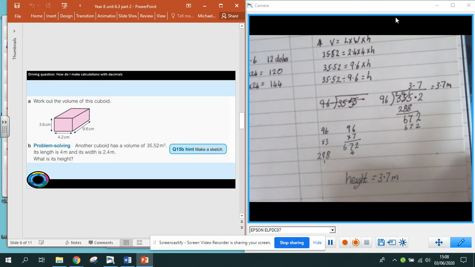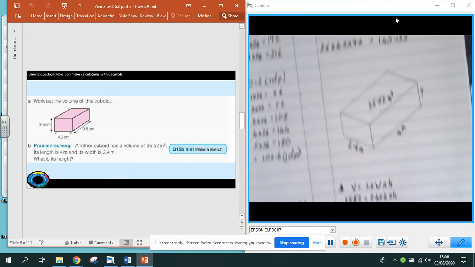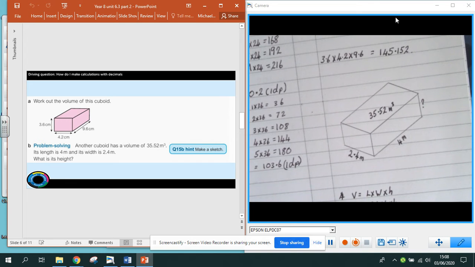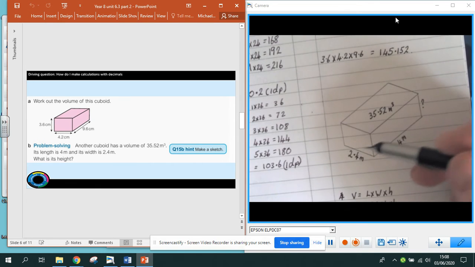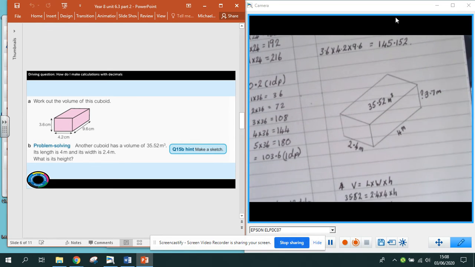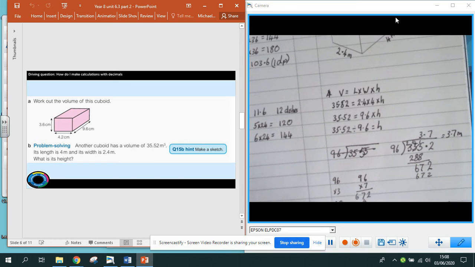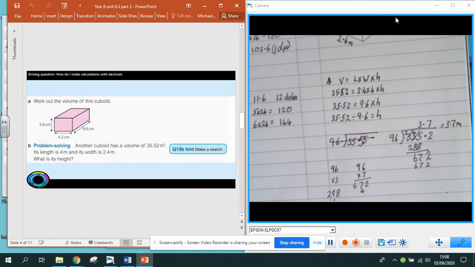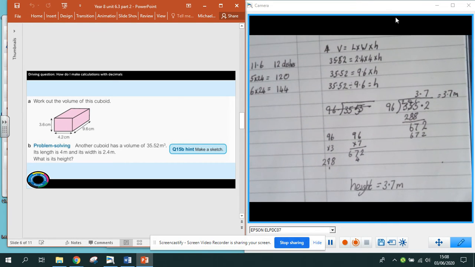So my cuboid has a width of 2.4, a length of 4, and a height of 3.7 meters. And that's the answer. Okay, if you need any corrections to be written down, there's all my workings out. Just pause and catch back up when you're ready.